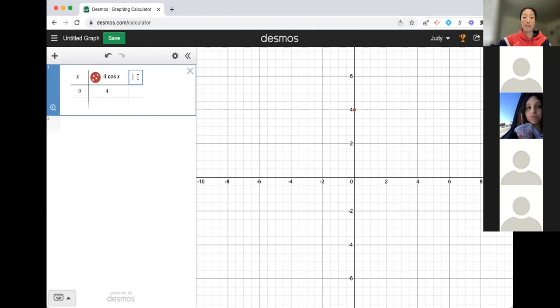Yeah, 4 sine t, right? So that's where I got the 4 cosine t, because if you look at my x equation in number 4, it's 4 cosine, but I can also do 4 sine x. Okay.